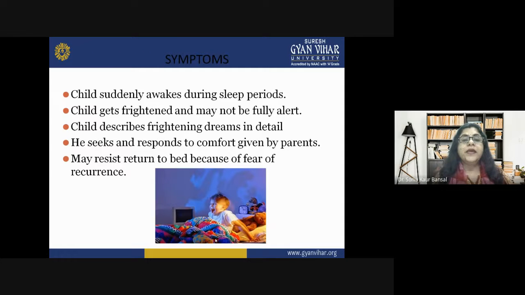So again, I'm going to tell you the nightmares symptoms. So child suddenly awakes during sleep periods, child gets frightened and may not be fully alert as well. So child describes frightening dreams in detail. He seeks the response to comfort given by parents and may resist return to bed because of fear of recurrence. So fearful is something that child is disturbing himself from sleeping. So child is frightened all night, and in that case, how you can manage these symptoms?